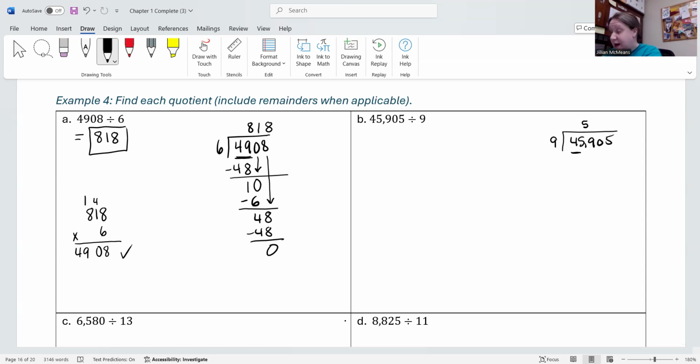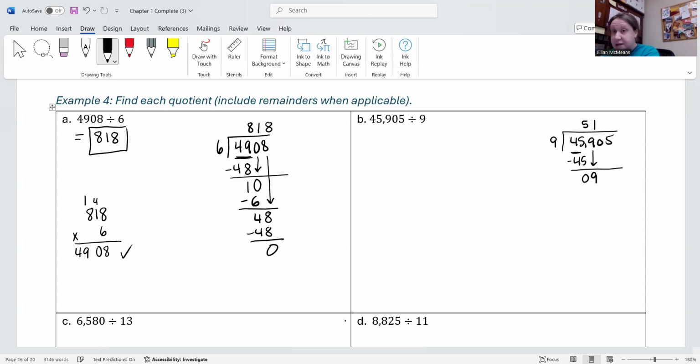5 times 9 is 45, so I subtract. I get a 0 remainder, but I'm not done. I need to make sure all of the digits have come down. So the next digit in line is a 9. Well, 9 will go into 9. It goes in 1 time.